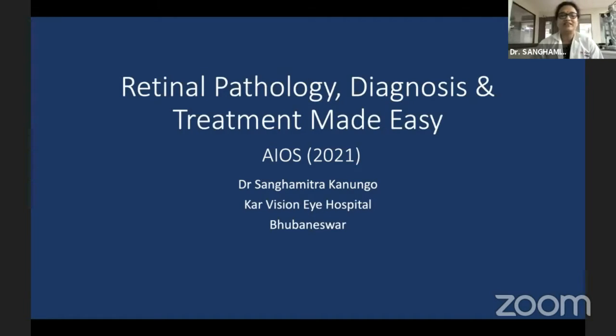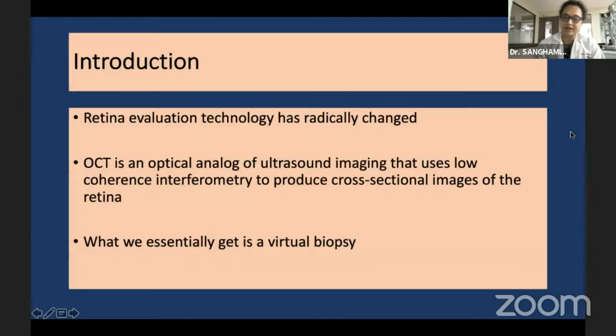Yeah, OCT retinal pathology diagnosis and treatment made easy. So now I joined the meeting late. So what I heard from Dr. Rao, I think most of the slides have been covered. So for an introduction, the retinal evaluation technology has radically changed over the period of time. OCT is just an optical analog of ultrasound that uses low coherence interferometry to produce cross-sectional images of the retina. What we essentially get is a virtual biopsy.